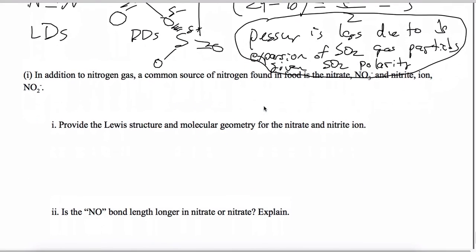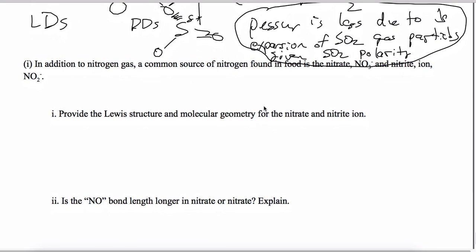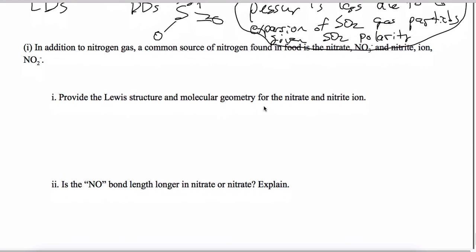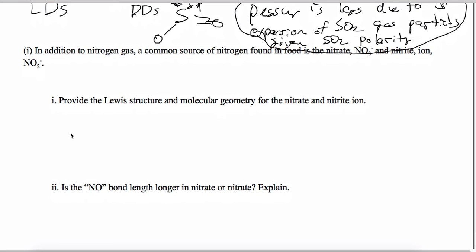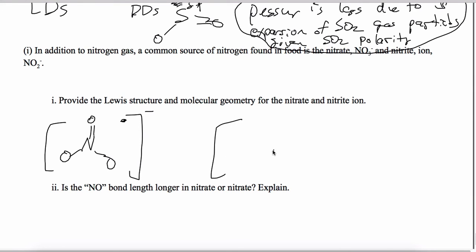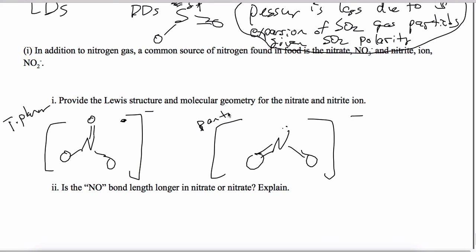Okay. In addition to nitrogen gas, a common source of nitrogen found in food is nitrate and nitrite. So provide the Lewis structure and molecular geometry for both. So the Lewis structure for nitrate looks like this. And the Lewis structure for nitrite looks like this. Okay. This molecule here is trigonal planar. There's 3 things on the outside, no lone pairs. This molecule is bent. Now, this molecule has 3 resonance structures, which I really want you to get in the habit of drawing with equilibrium arrows.